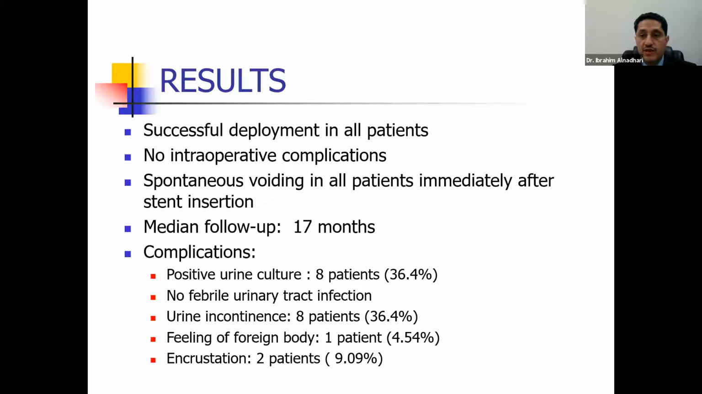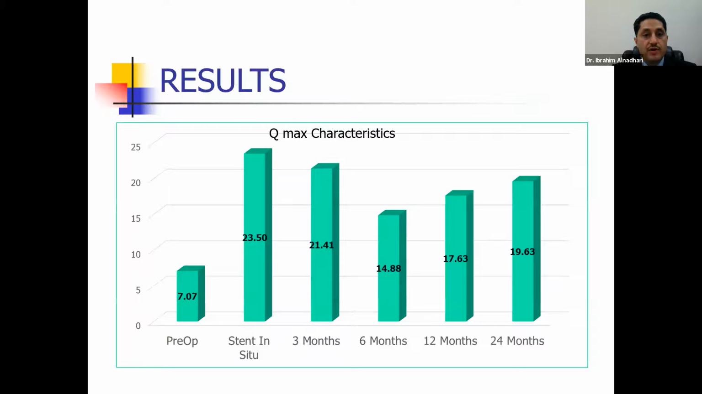Urine incontinence was in 8 patients, and actually all of them were temporary. It was resolved after removal of the stent. Feeling foreign body was in 1 patient, and incrustation was in 2 patients. Unfortunately, one of them was a very educated British man, who stayed with the stent for around 1 year, refusing to remove it because he was feeling very happy. And the second patient was actually missed for follow-up.